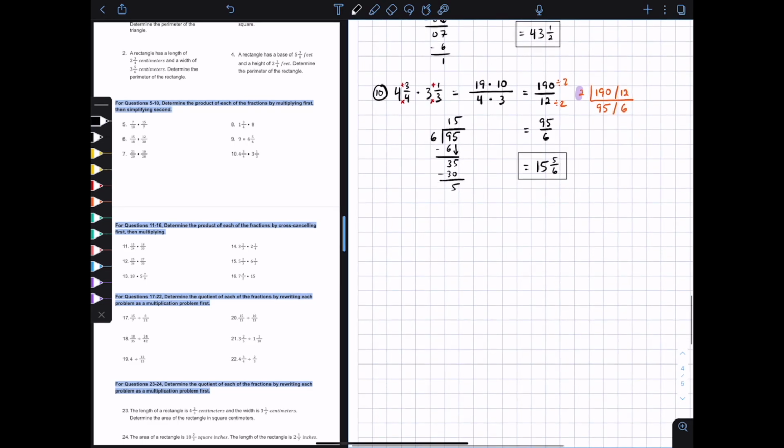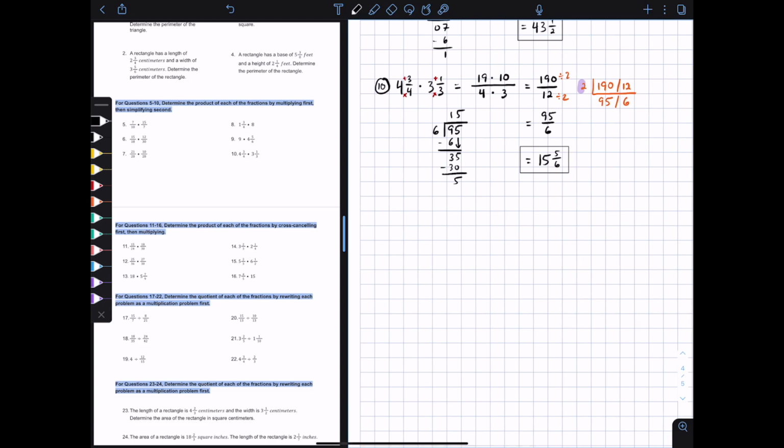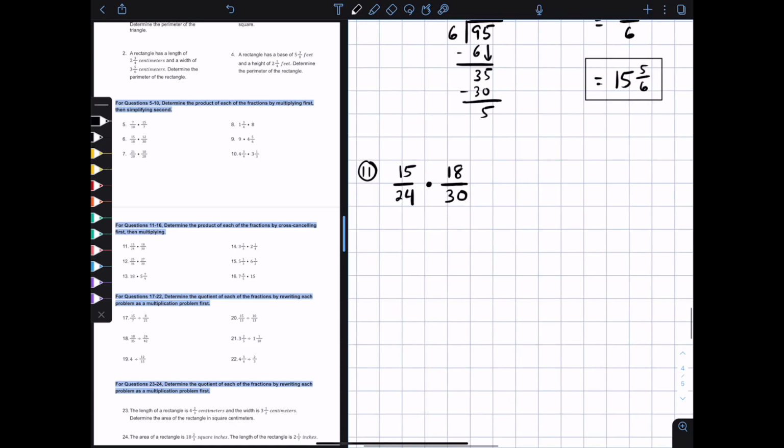Alrighty, so let's move on to number 11. From number 11 on, we are not going to multiply first, we're actually going to simplify first. So we have this 15 over 24, and we're going to multiply that by 18/30. A couple ways to do this. I'll start off by showing you the prime factorization method, which is where you take each of the values and break them down first. So let's try that, and then I'll show you the cross canceling.